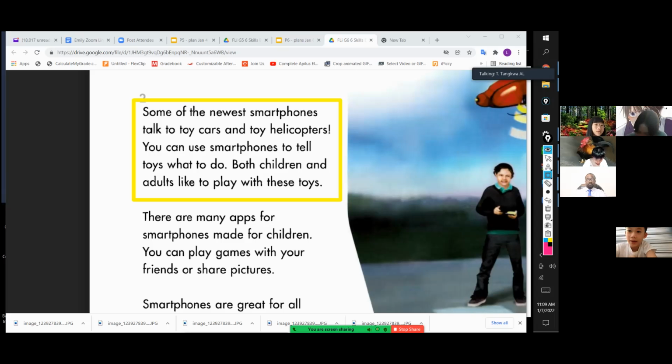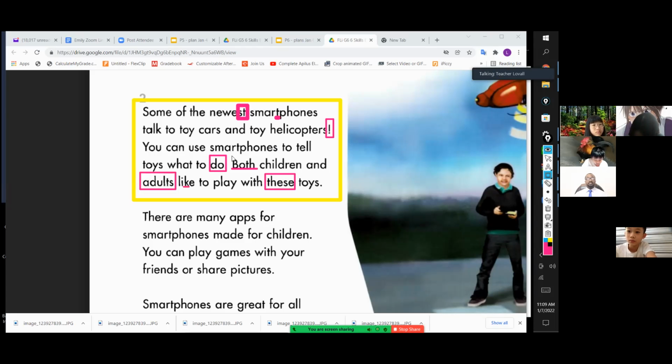Some of the new smartphones talk to toys, cars, and toy helicopters. You can use smartphones to tell toys what to do. Both children and adults like to play with these toys. All right, very good try.